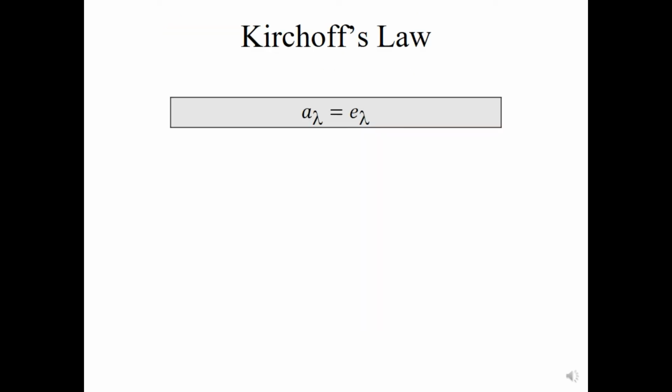And then we have Kirchhoff's Law, which is perhaps the easiest of all of the blackbody radiation laws, and it simply says that the absorptivity of an object at a given wavelength must equal the emissivity of that object at the same wavelength. And this has to do with the molecular vibrations that are capable of absorbing radiation. If they're capable of absorbing radiation of a given wavelength, they're also going to be capable of emitting radiation at that same wavelength.